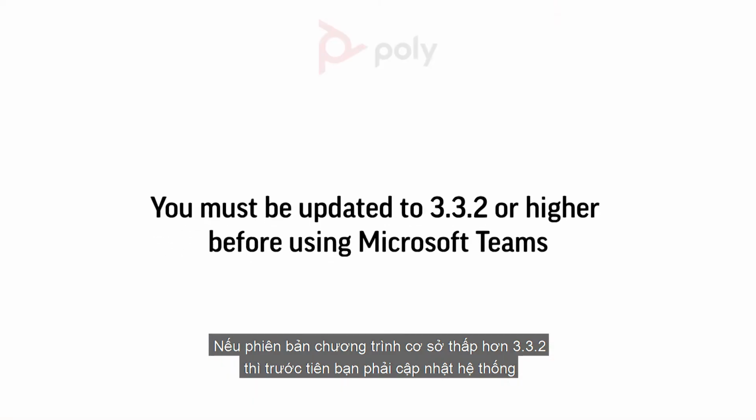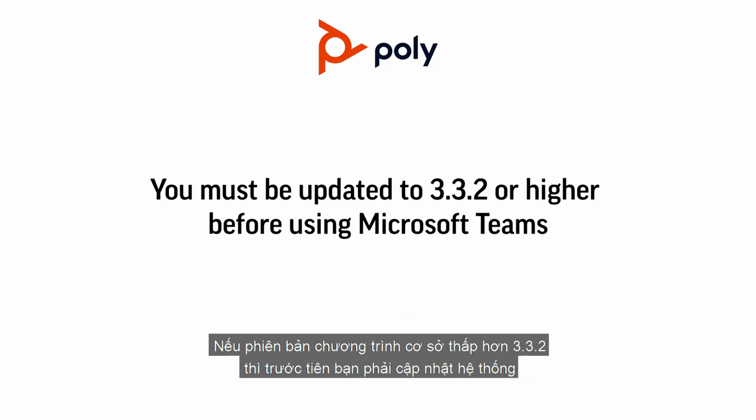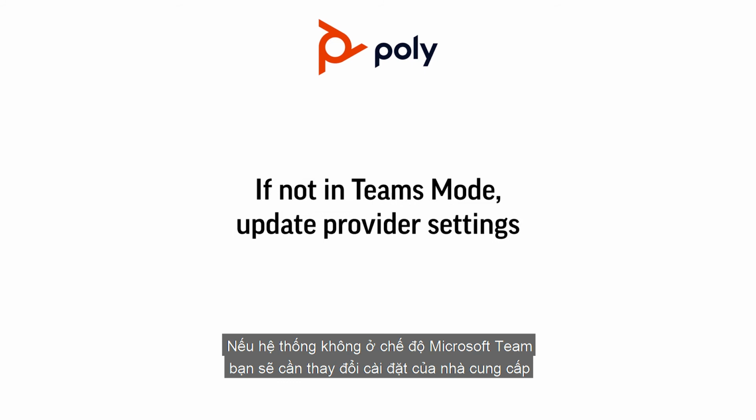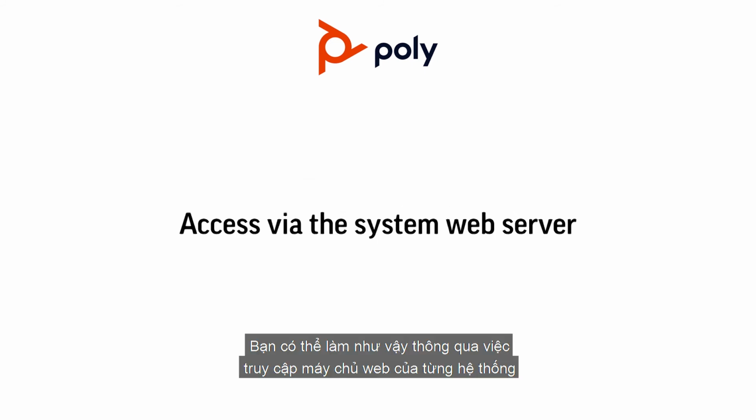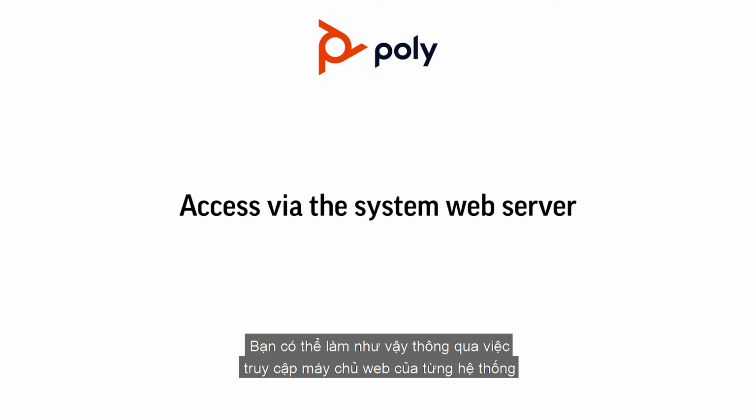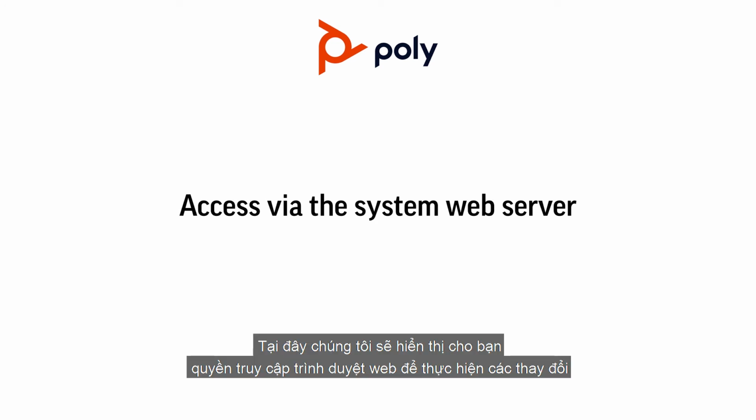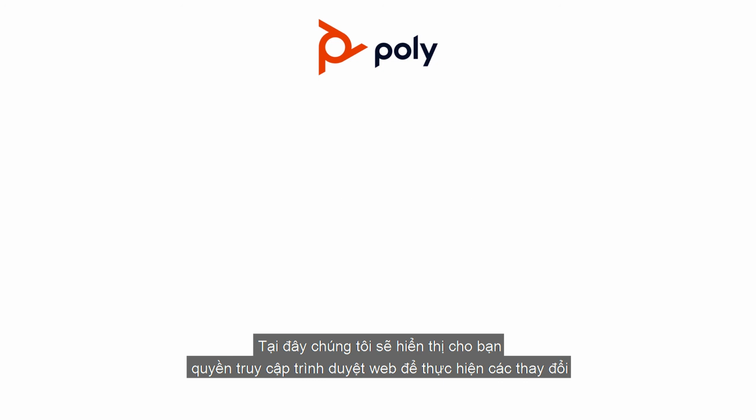If the firmware version is lower than 3.3.2, then you'll need to update the system first. If the system is not in Teams mode, you'll need to change the provider settings. You can do so through accessing each system's web server. Here, we'll show you web browser access to make changes.